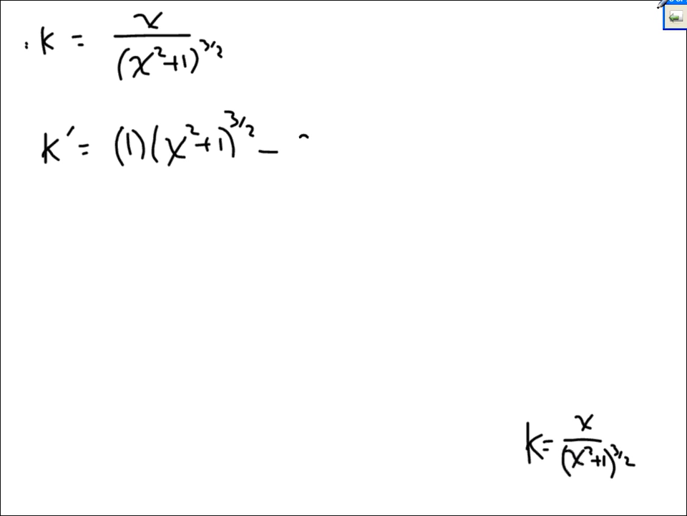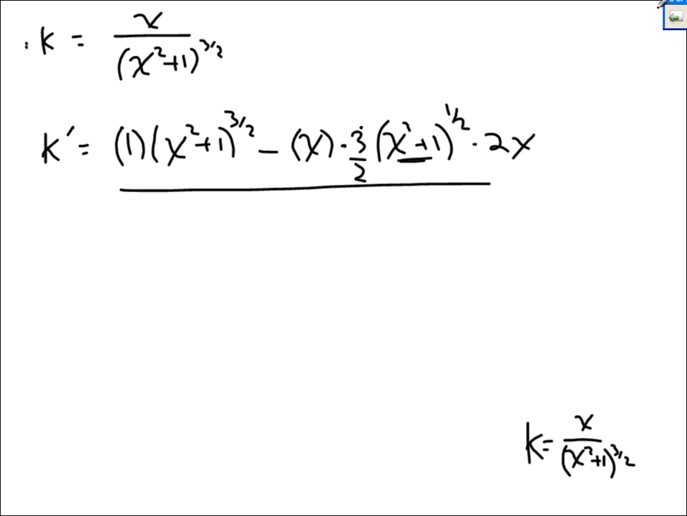Minus the top, x, times the derivative of the bottom. Keep the x squared plus 1 the same. Bring down the power, make the new power 1 less. Then multiply by the derivative of what's inside there. The numerator is done. Then you square the bottom.